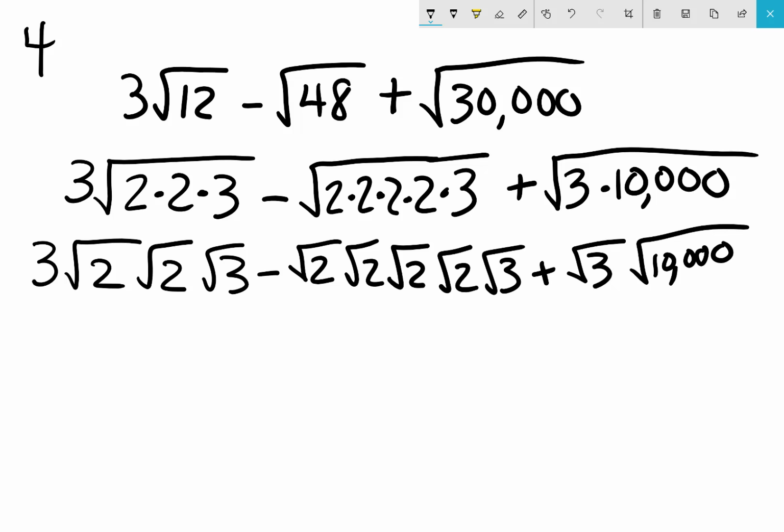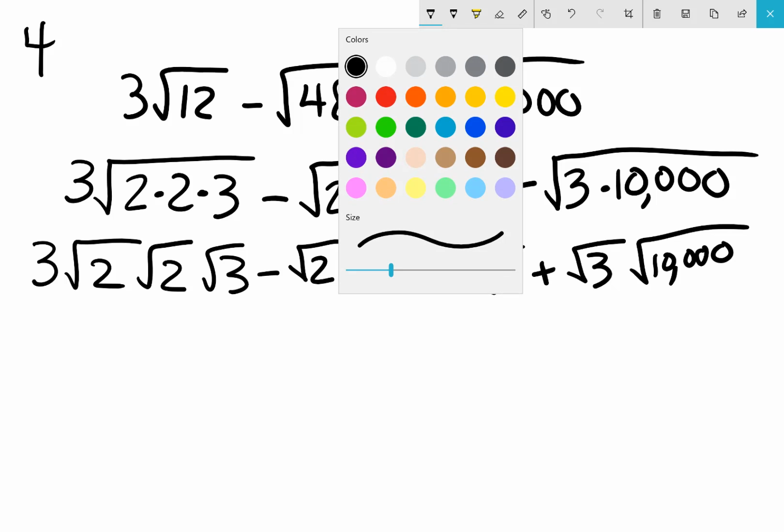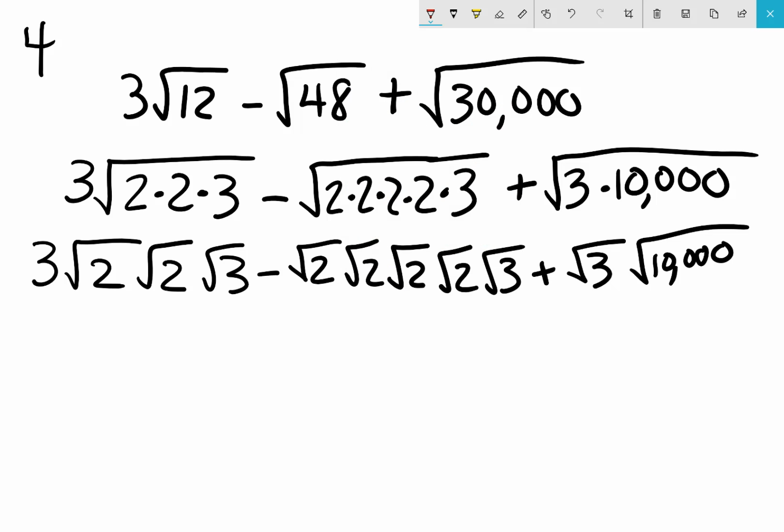All right, now remember, the definition of square root tells me that the square root of x times the square root of x is x. So anytime you multiply a square root by itself, you get the number, the radicand. So the square root of 2 times the square root of 2 is 2. That's the whole point of square root. It's the number you multiply by itself to get 2. So what you have here for this first term is 3 times 2 times the square root of 3.